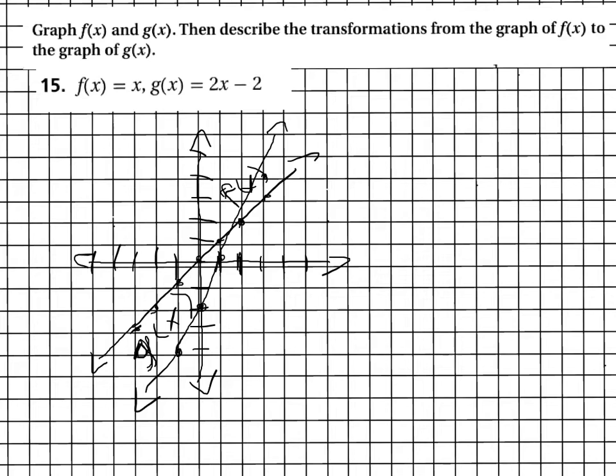Problem 2. Graph f of x and g of x, then describe the transformations from the graph of f of x to the graph of g of x. F of x equals x, and g of x equals 2x minus 2. So first, I graphed f of x here, and then I graphed g of x here. And shown here is a translation down 2 units. First is a translation down 2 units, and then it is a rotation to become steeper.